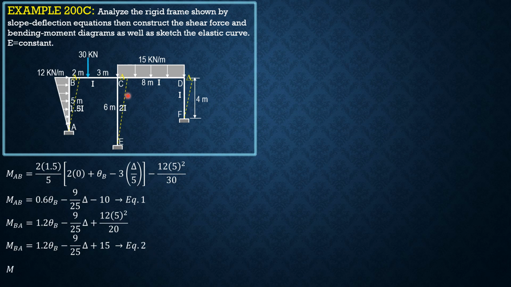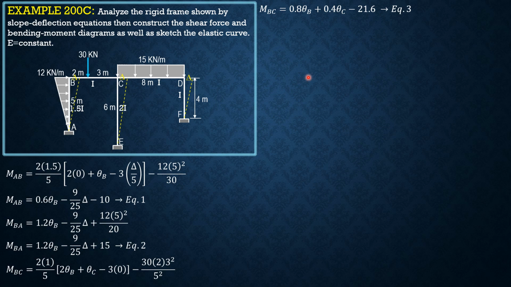MBC, there's no side sway, so 2 times EI1 over L5 quantity 2 times theta B plus theta C minus 3 times 0 minus 30 times 2 times 3 squared over 5 squared for the fixed moment. So MBC is equal to 0.8 theta B plus 0.4 theta C and minus 21.6. MCB, interchange coefficient 0.4 theta B plus 0.8 theta C then plus 30 times 2 square times 3 over 5 square. So MCB is 0.4 theta B plus 0.8 theta C plus 14.4. Call that equation 4.